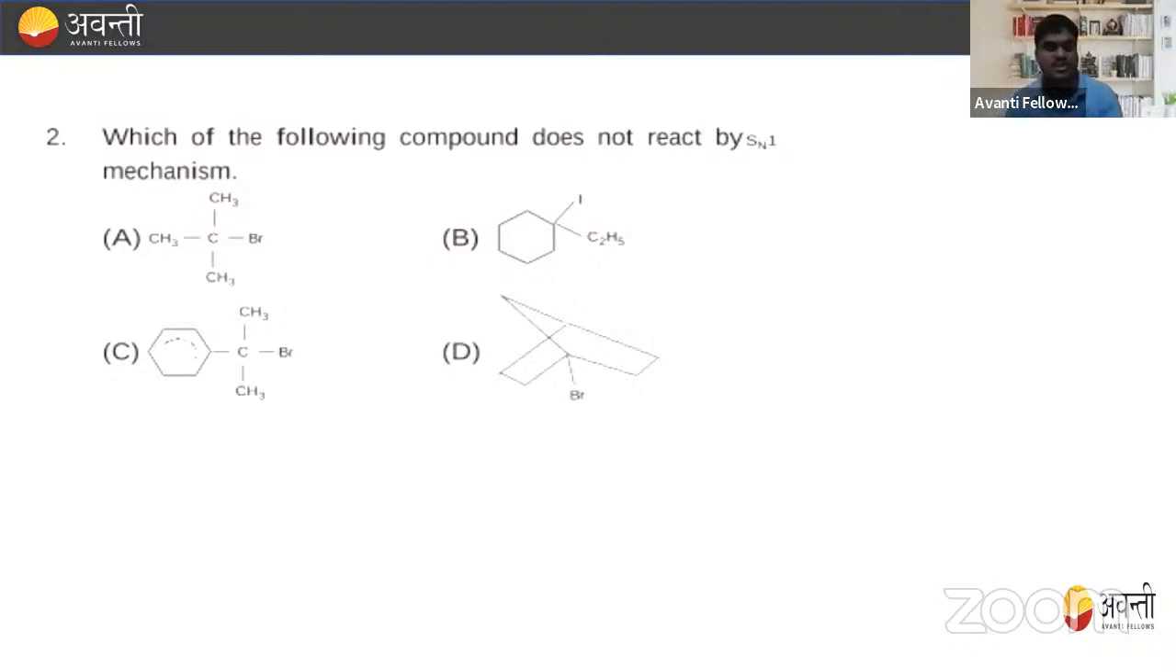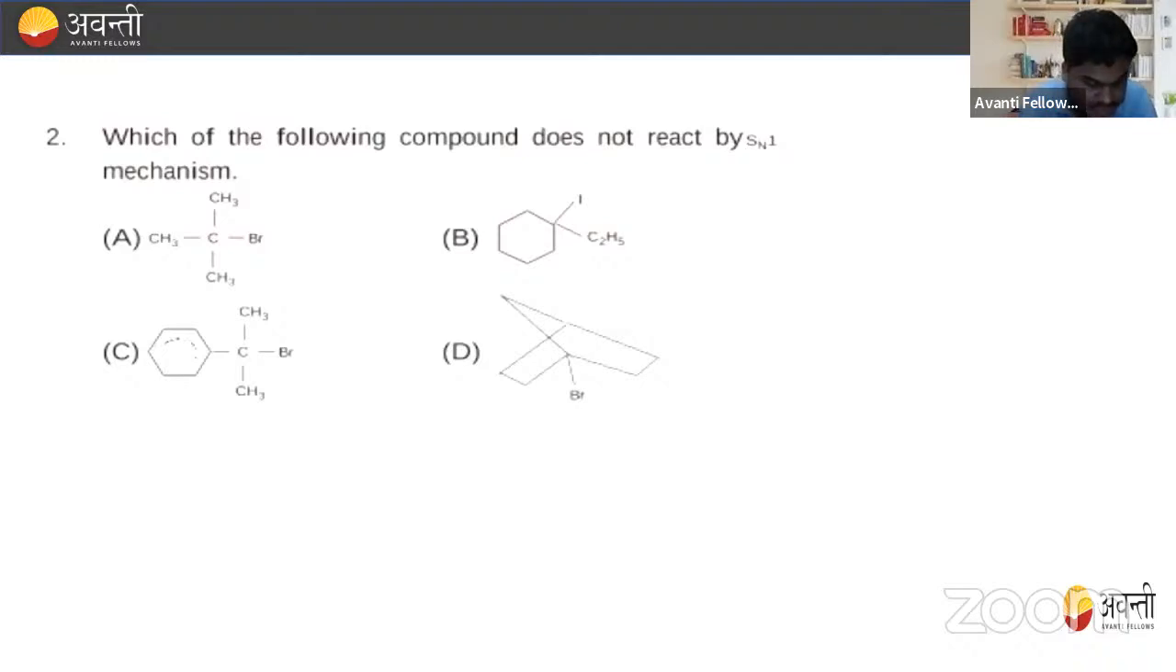Right. So in this question, they're generally asking which of the following compounds does not react by the SN1 mechanism. Right. So basically, what does SN1 mechanism mean, beta? The reaction will not be able to proceed by SN2. They are asking about SN1. So they're asking about the SN1 mechanism.